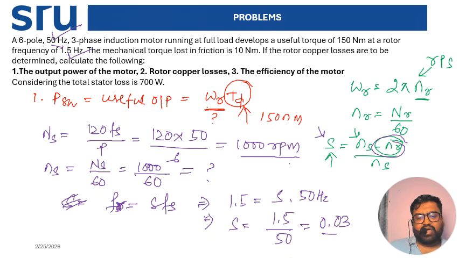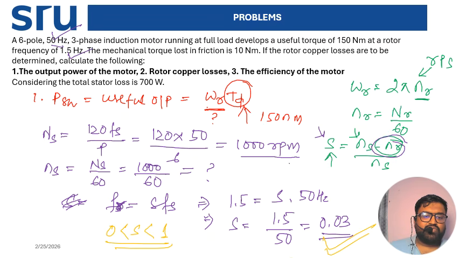If you look at the practical slip condition, it lies between 0 and 1. That means the slip we calculated is a right value. Now by using the slip as well as the speed Ns, you can easily calculate Nr. Let's see the next slide.